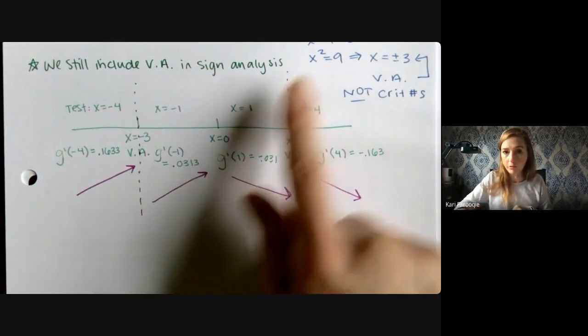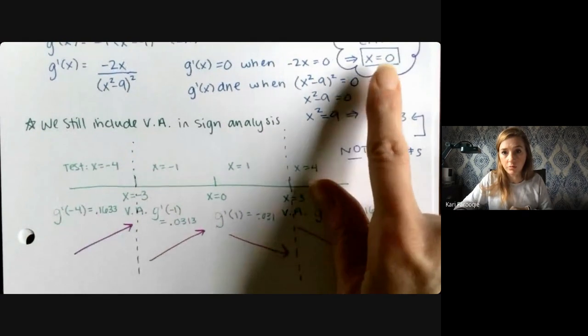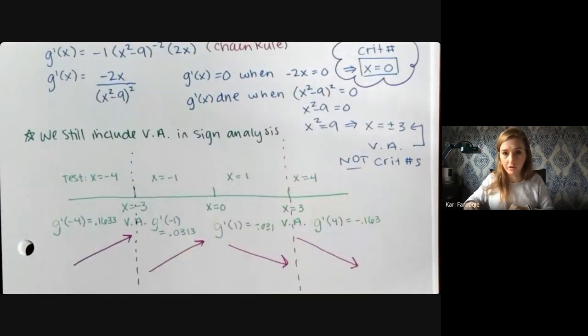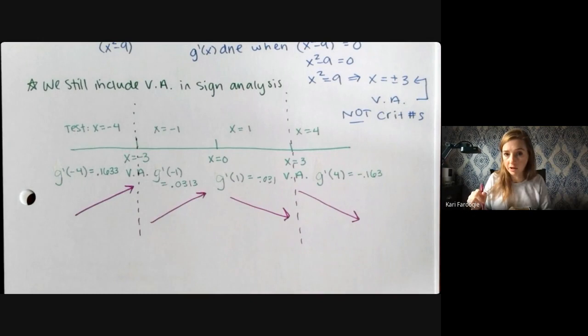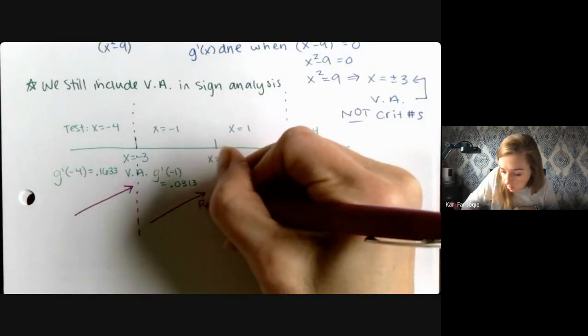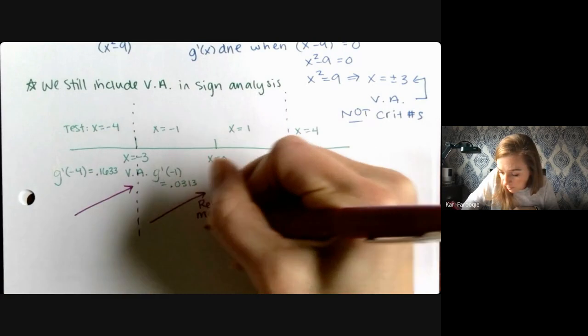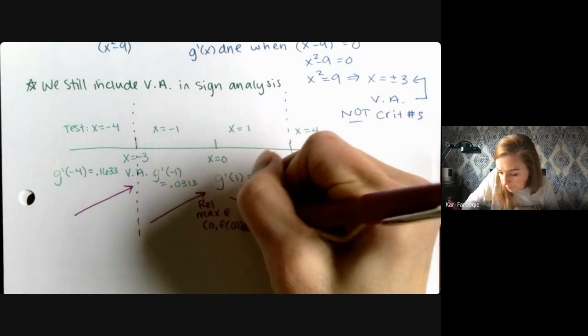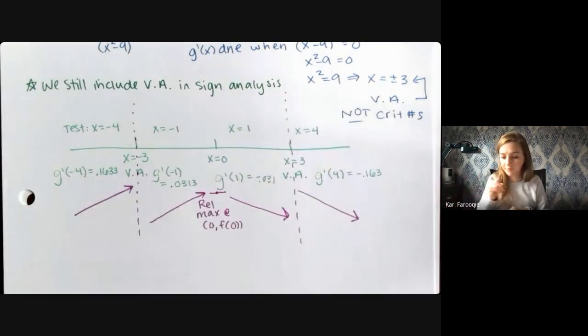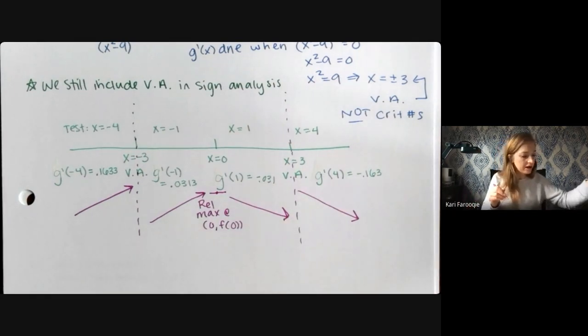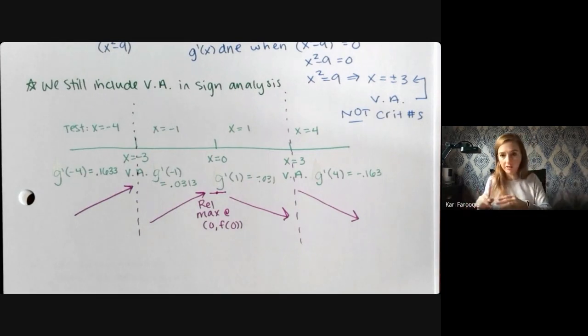Now, the interesting thing that we're going to be looking at is what's happening at the critical number. So the critical number is x equals 0. And you're seeing now that's not a vertical asymptote. We have that the slopes of the tangent lines change from positive to negative at that point. So we can say that we have a relative maximum at 0, f of 0. So whatever that is, it's going to level out right there. And then again, we're decreasing and decreasing. So let's go ahead and make some conclusions based off our sign analysis.